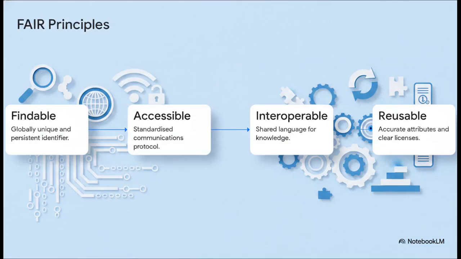By following 4 specific steps, we create the perfect environment for these algorithms to thrive. First, data must be findable, meaning it gets a globally unique, persistent identifier. Second, it needs to be accessible through open, standardized communications protocols. Third, interoperable. It has to use a shared formal language so different data sets can actually talk to each other. And finally, reusable, meaning it's richly described with accurate attributes and clear licenses. You see, these aren't just nice-to-have best practices. They're absolutely crucial architectural blueprints for modern data structures.